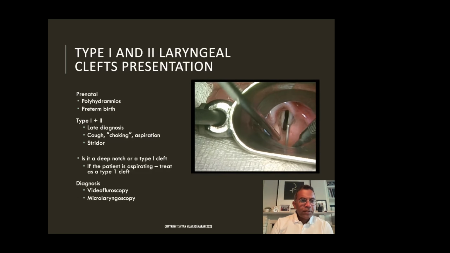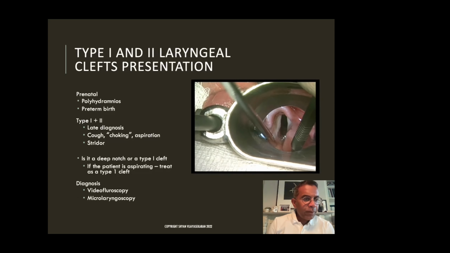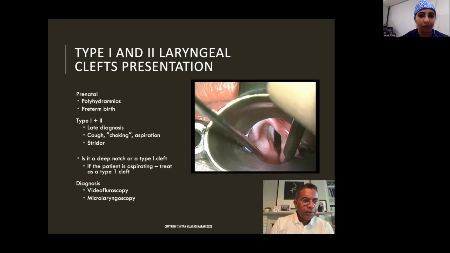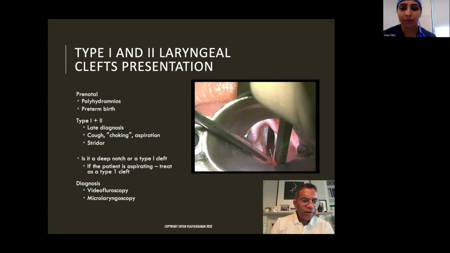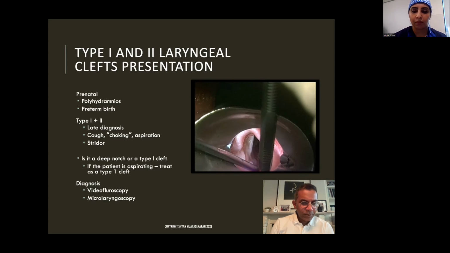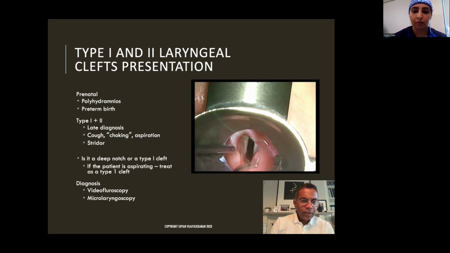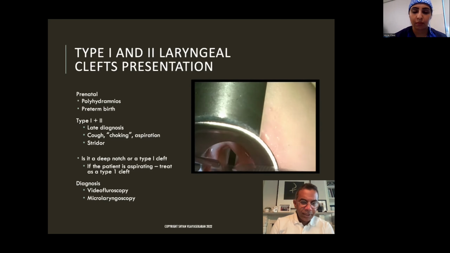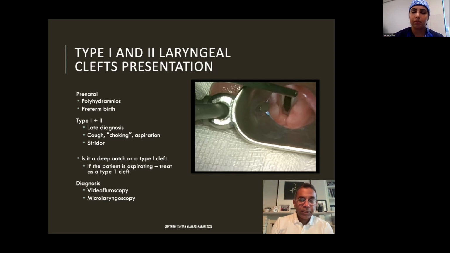Patients with laryngeal clefts may present with polyhydramnios or preterm birth. However, patients with type 1 and 2 clefts often present later than in the immediate perinatal period. They may present with coughing, choking, feeding difficulty, failure to thrive, and recurrent symptoms of aspiration or lower respiratory tract infection. They sometimes present with stridor if they have prolapsing redundant arytenoid tissue. Type 1 laryngeal clefts and deep interarytenoid notches often present very much like laryngomalacia. They also may coexist with laryngomalacia and certainly mimic laryngomalacia.